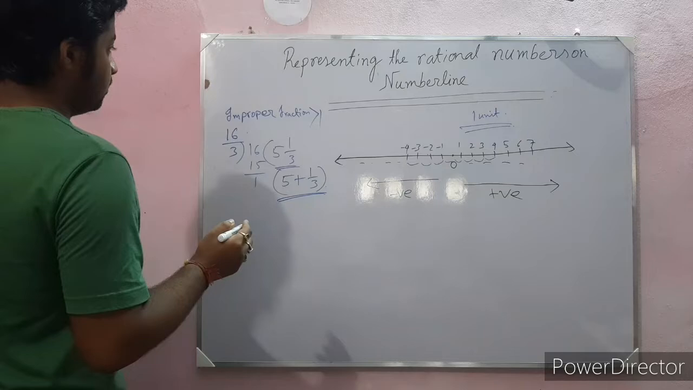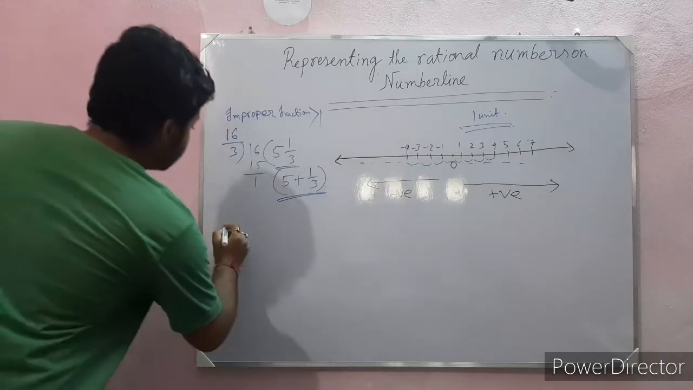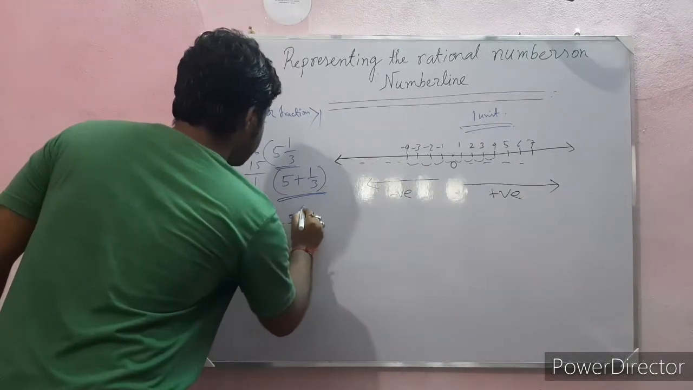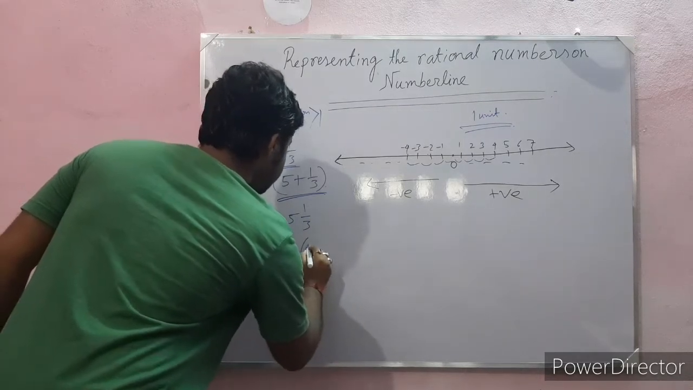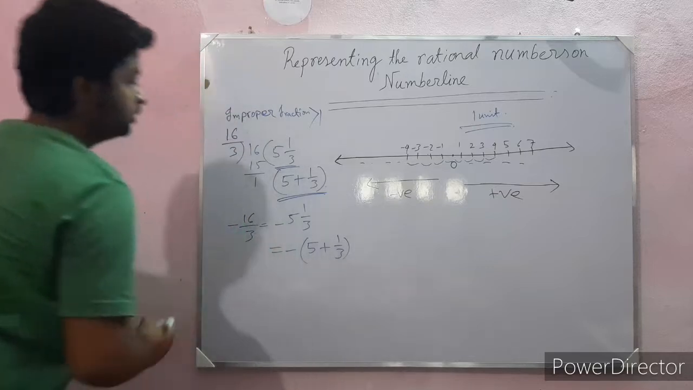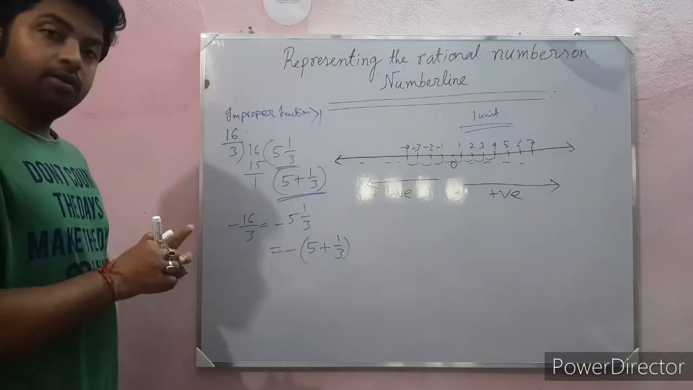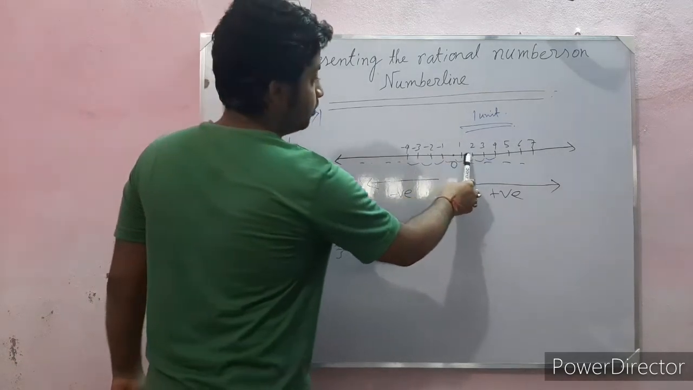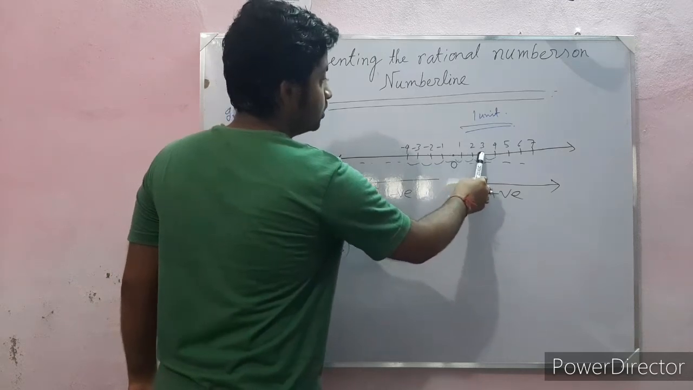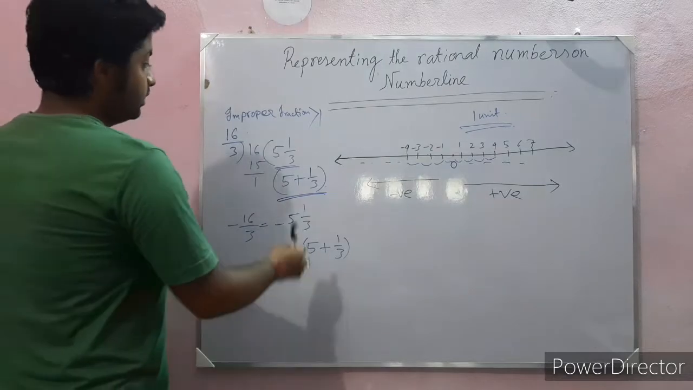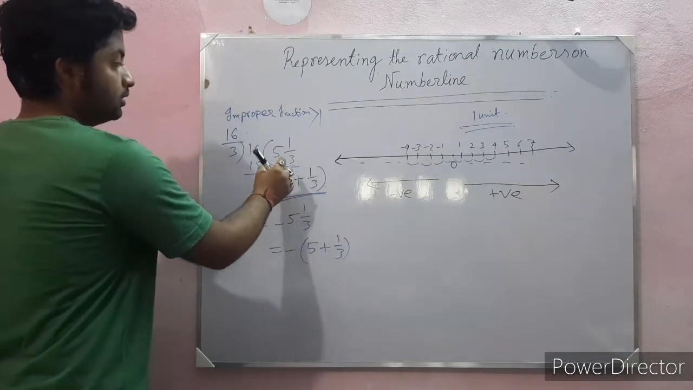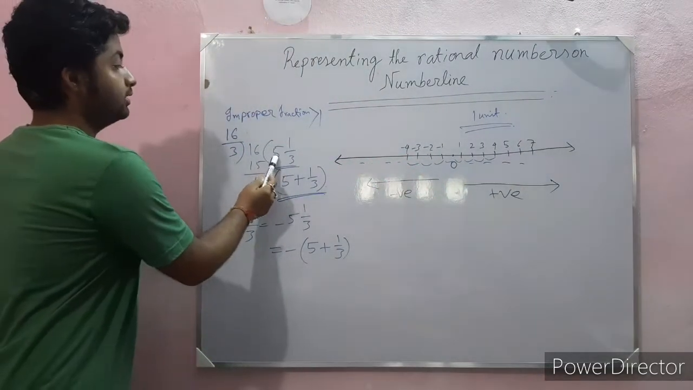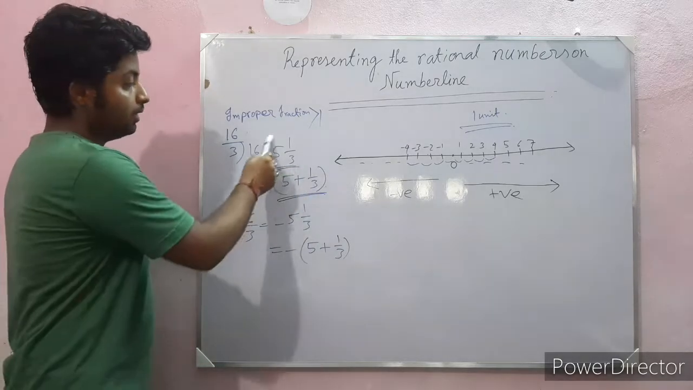And in the same way, the negative of the improper fraction, that is minus 16 by 3, equals minus 5 full 1 by 3, and that can be represented on the number line. For this, we have to mark 5 units from the point 0. 1, 2, 3, 4, 5. And then this number, 5 full 1 by 3, lies between 5 and 6, right? What is the next integer after 5? That is 6, right? So this number lies between 5 and 6.